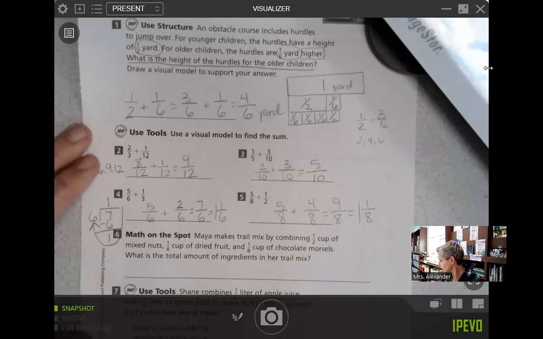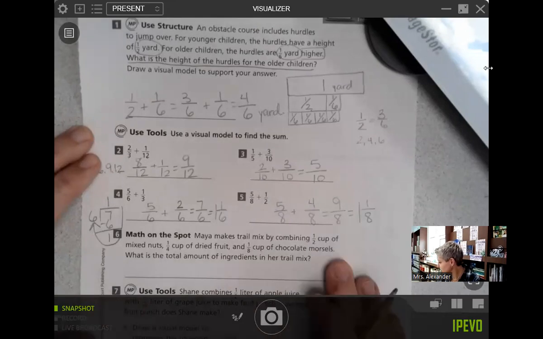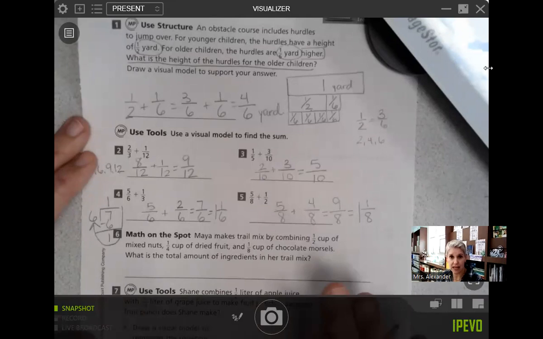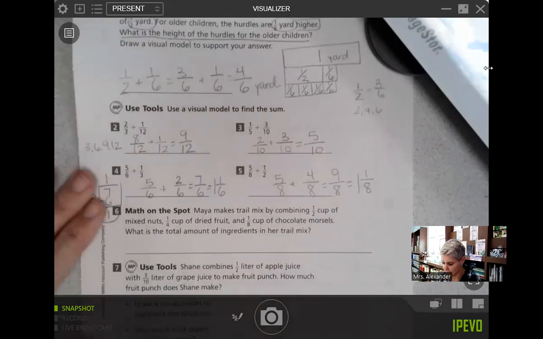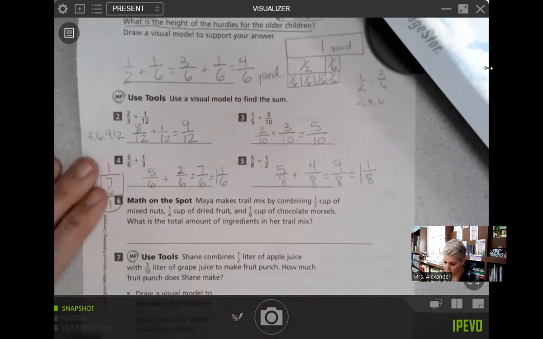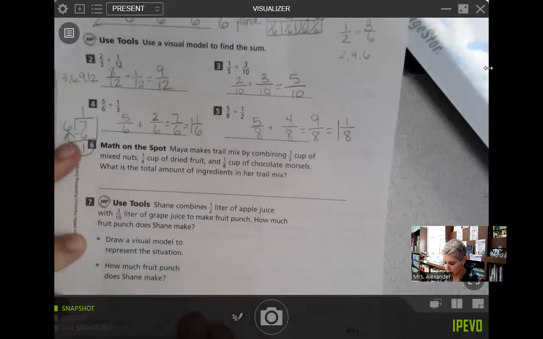All right. The math on the spot video is on our Clever site with our Into Math, so I will make sure to add that video and you can try that and then come back and see what's going on here. And then we're going to go to number 7.